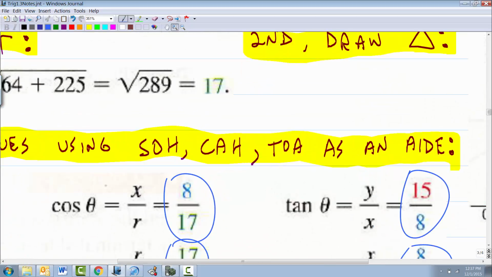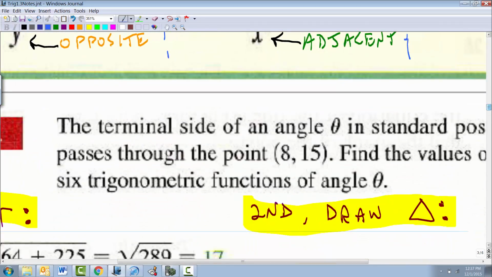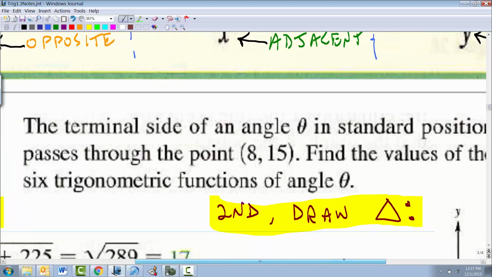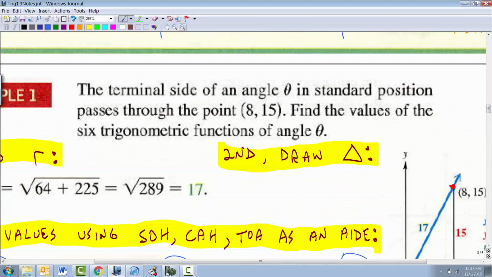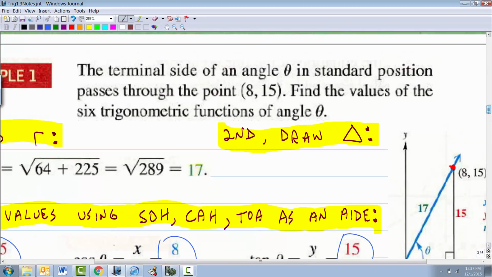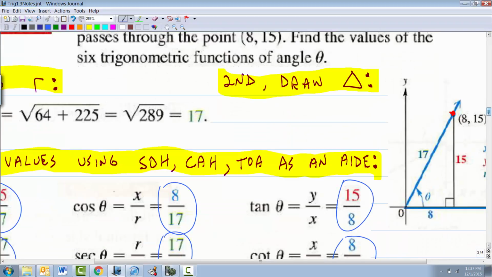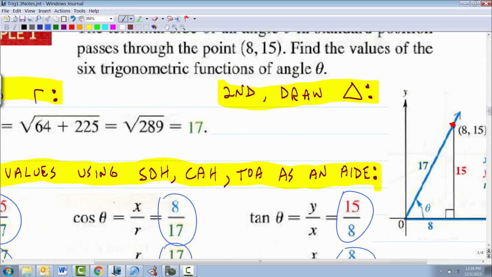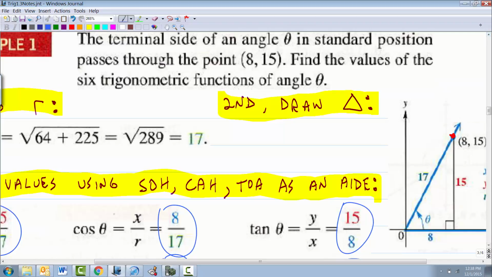Let's zoom in on the words. Okay, the terminal side of an angle in standard position. Let me just have that and then focus on the drawing and nothing else. The terminal side of an angle in standard position. Stop. Standard position means the opening side or the starting side is the positive x-axis. And the terminal side passes through 8, 15.